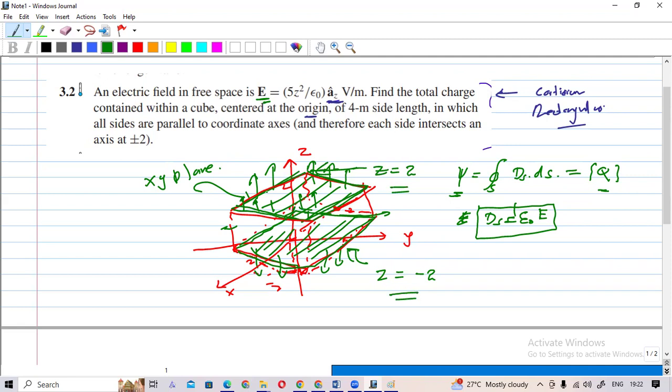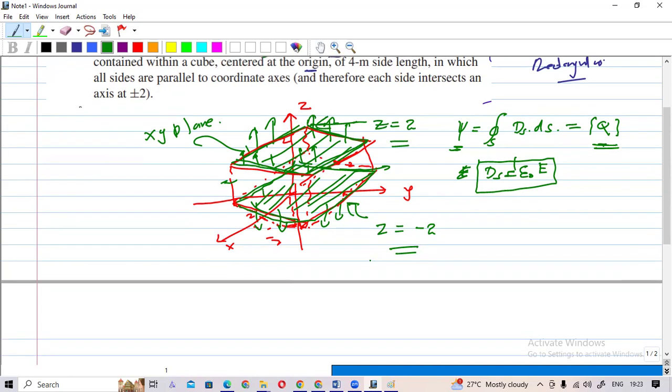Only these surfaces are related to the flux, and so only these surfaces should be related to the charge. So you have to apply Gauss's law to find the total charge or total flux through these two planes. Again, you have to do a surface integration.